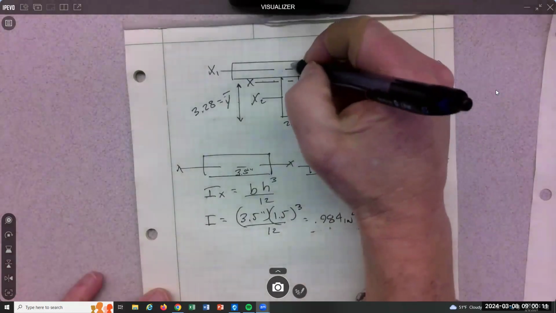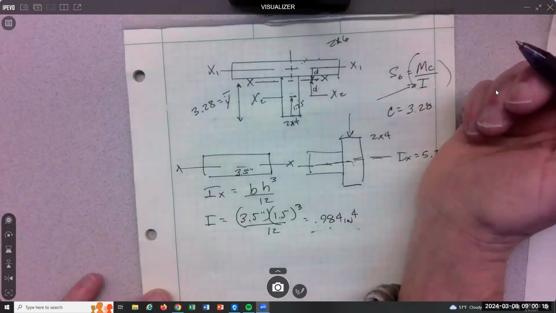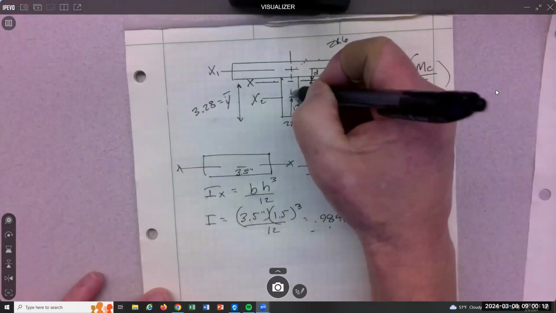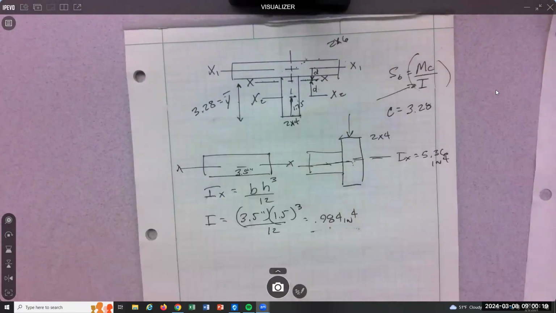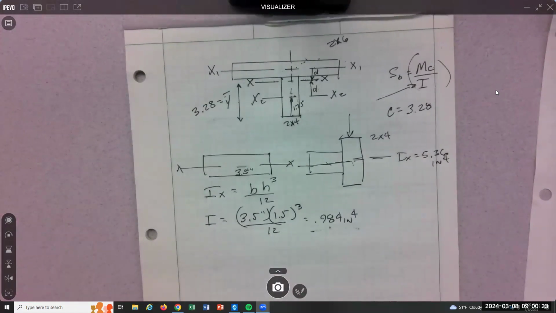But if I look at the y-axis of this shape, it's right here, correct? And the y-axis of this shape is right here. Those line up. So I could find those inertias and just add them. Okay? So that's kind of the game of inertia.